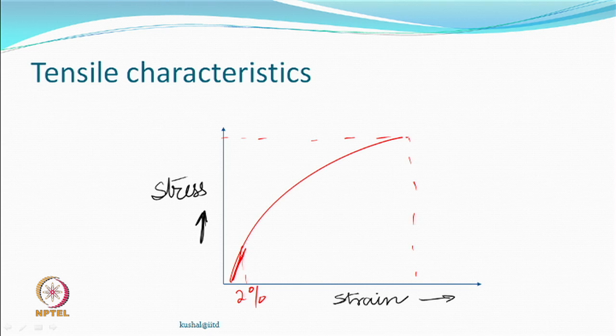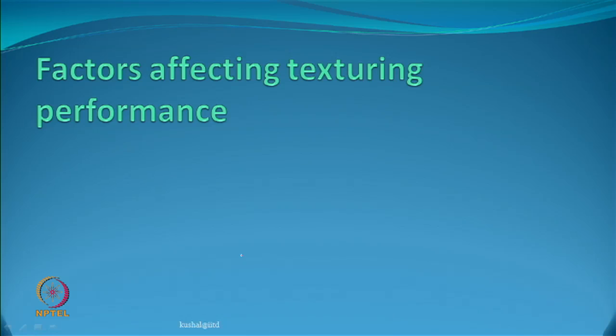Only thing is, unlike the case of false twist texturing where this type of a characteristic was measured after the crimp or decrimping, after decrimping. So, you had put enough load to decrimp the yarn and then do the stress strain characteristics. But here we just have to ensure that you are putting it straight and not loose, that is all.